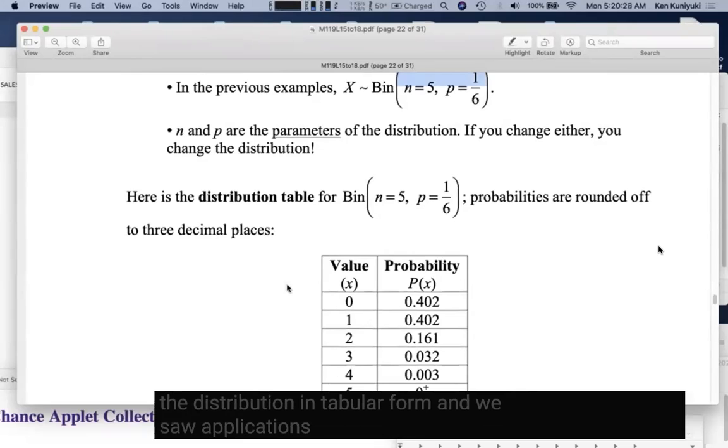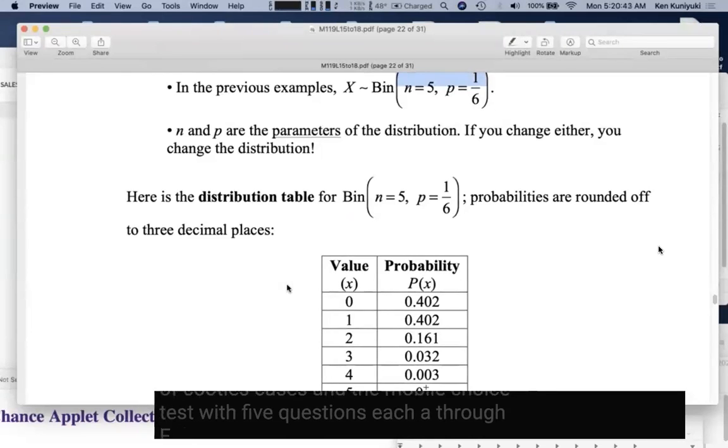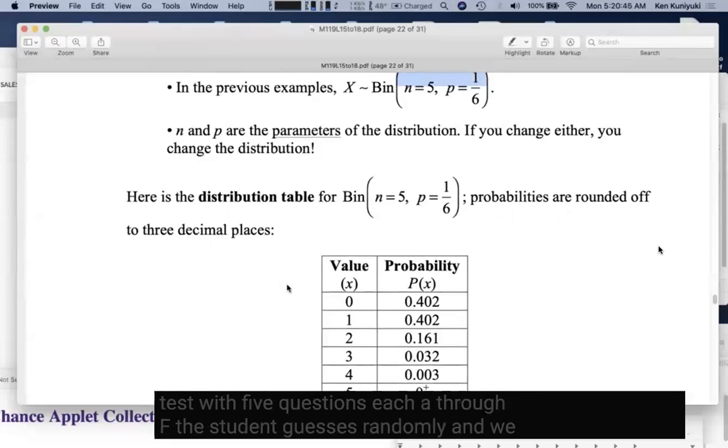And we saw applications of this to rolling dice and counting the number of 4s, to the cooties example, where we took 5 random Americans and counted the number of cooties cases, and the multiple choice test with 5 questions, each A through F. The student guesses randomly, and we count the number of questions the student gets correct.